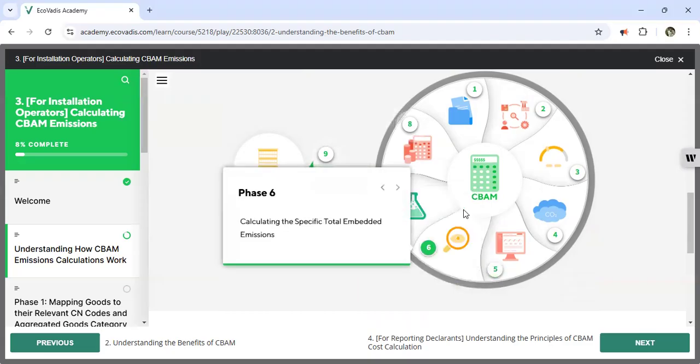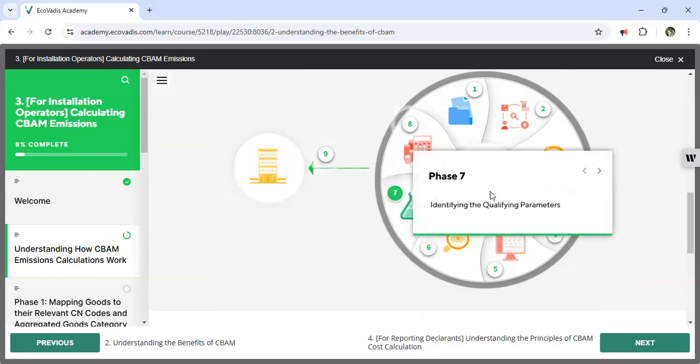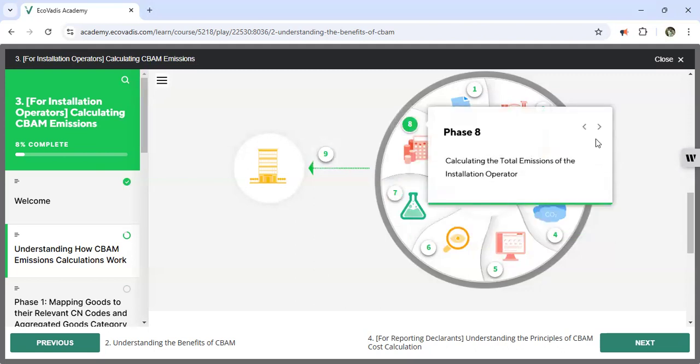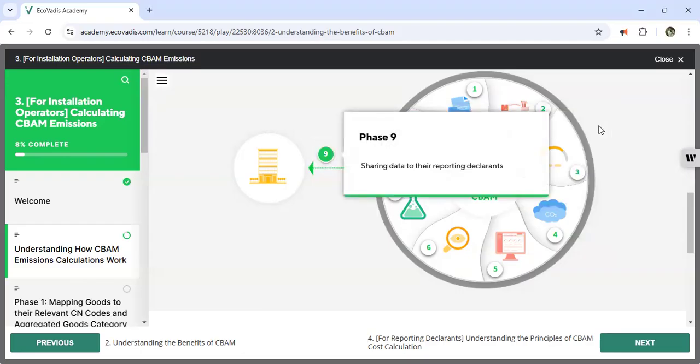Phase 6. Calculating the specific total embedded emissions. Phase 7. Identifying the qualifying parameters. Phase 8. Calculating the total emissions of the installation operator. Phase 9. Sharing data to their reporting declarants.